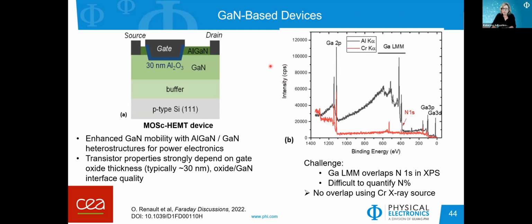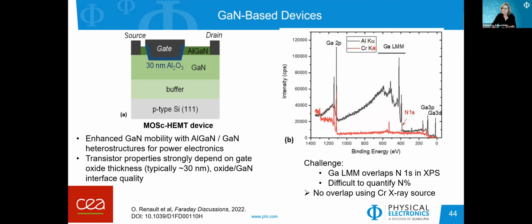Here are some applications that we are working on together with our customers at LEDI, and there's a published infrared discussion paper with lots of really interesting examples. This one is for gallium nitride-based devices. Gallium nitride is, of course, very challenging to analyze using an aluminum K-alpha source. You cannot quantify nitrogen due to overlap with the gallium Auger transition.